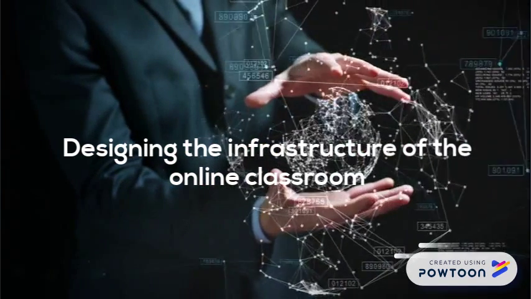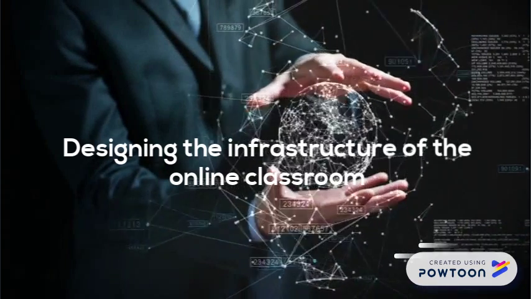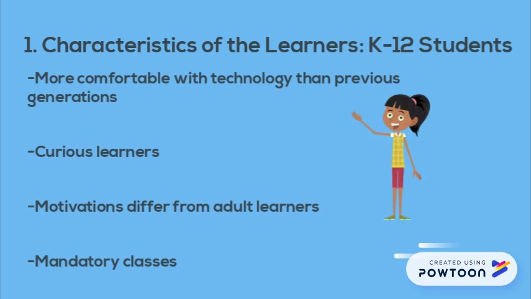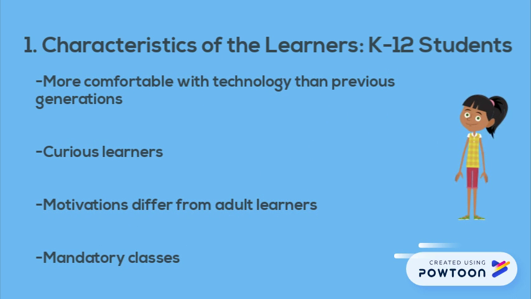When designing the infrastructure of the online classroom, there are a number of things to consider. Characteristics of the learners, K-12 students. They tend to be more comfortable with technology than previous generations. They're curious learners, and their motivations differ from adult learners. In many cases, the courses that K-12 students are enrolled in are mandatory based on educational requirements.